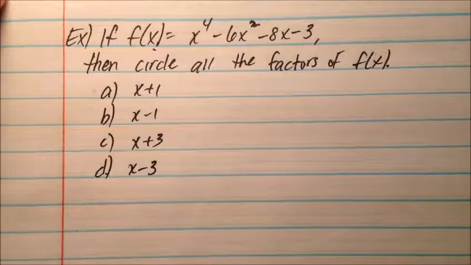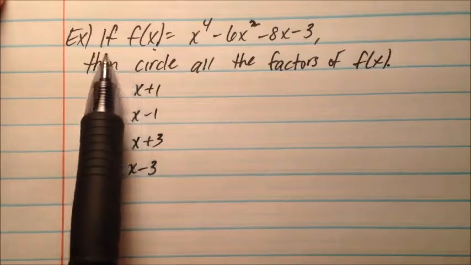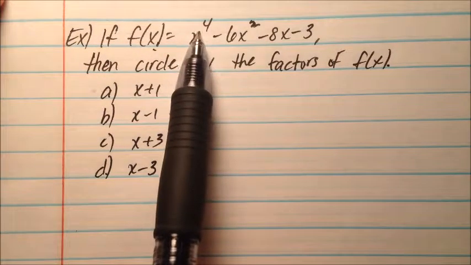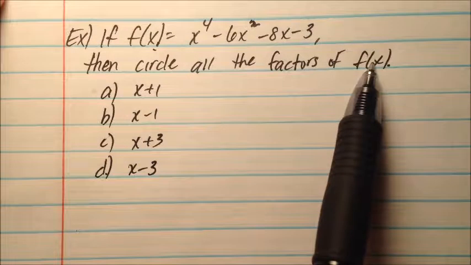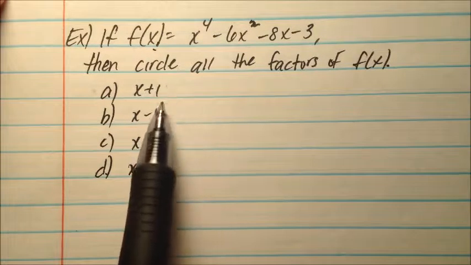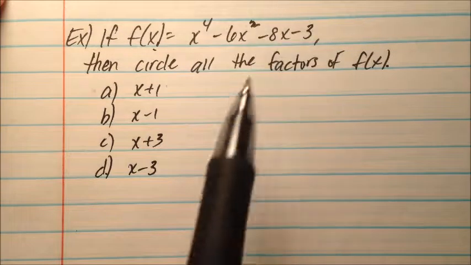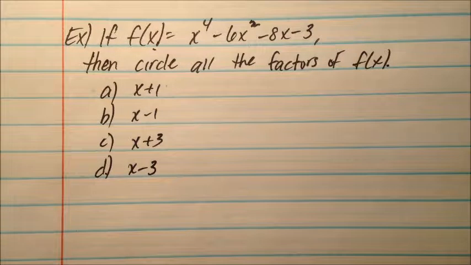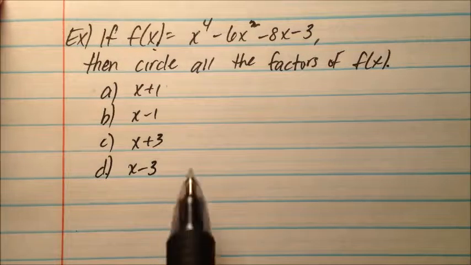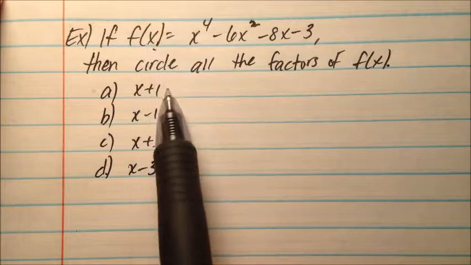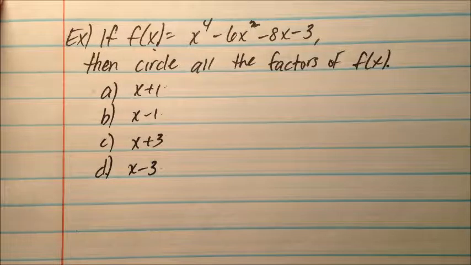In this next example, we have the question, if f of x equals this polynomial, then circle all the factors of f of x. So we've got some choices down here, 4 factors, and we want to know what will divide this nicely. Well, we can use the idea of the remainder theorem, and we can evaluate the function at my k value in each case, and if it comes out to be 0, then it's a factor, but if it doesn't come out to be 0, it's not a factor.